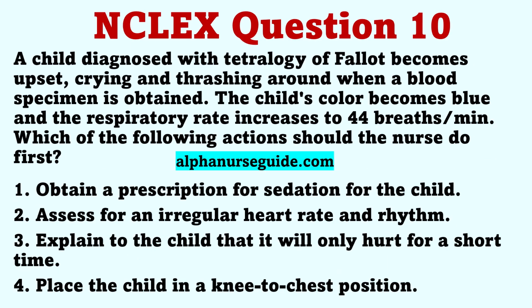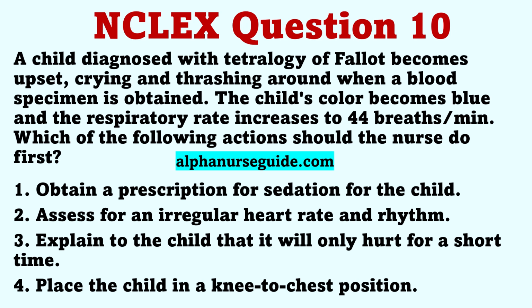A child diagnosed with tetralogy of Fallot becomes upset, crying and thrashing around when a blood specimen is obtained. The child's color becomes blue and the respiratory rate increases to 44 breaths per minute. Which of the following actions should the nurse do first? 1. Obtain a prescription for sedation for the child. 2. Assess for an irregular heart rate and rhythm. 3. Explain to the child that it will only hurt for a short time. 4. Place the child in a knee to chest position.